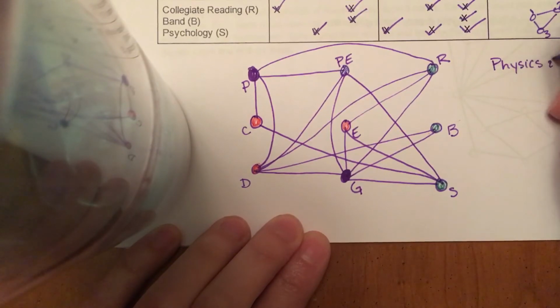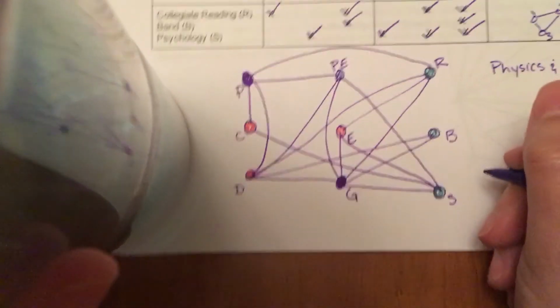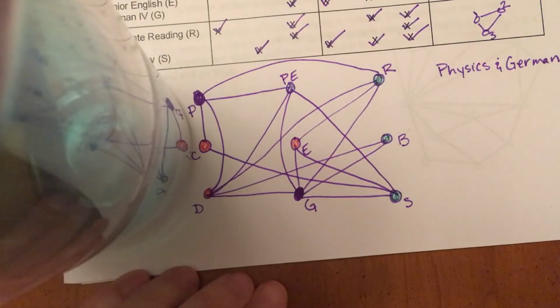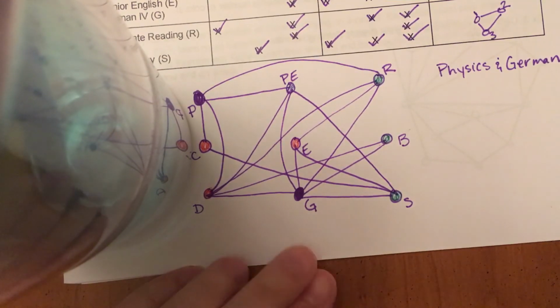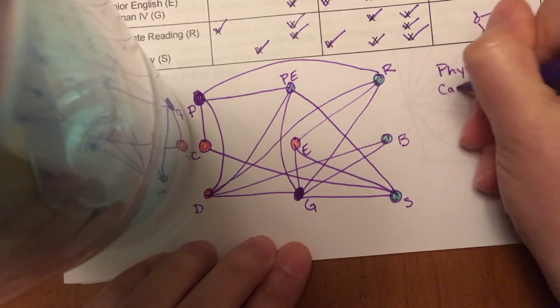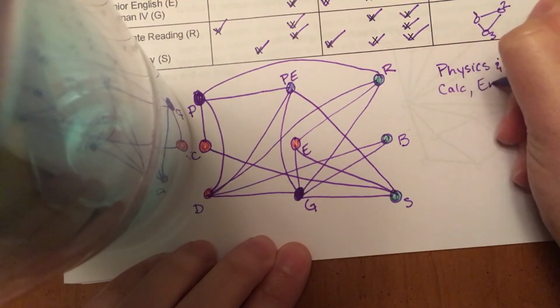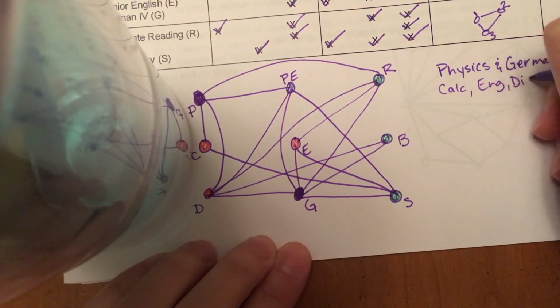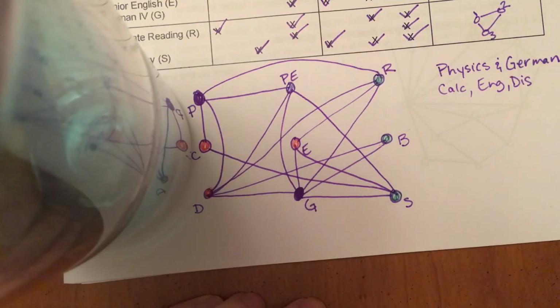physics and German at the same time. Those are my purple vertices, so that means that those classes don't share any students, and so they're the same color, so they can be offered the same hour of the day. And then calculus, English, and discrete are all the same color. That means they don't share any students. They can all take place the same hour of the day.